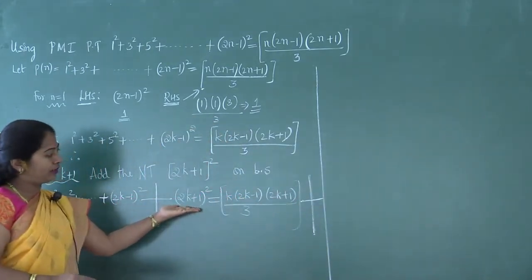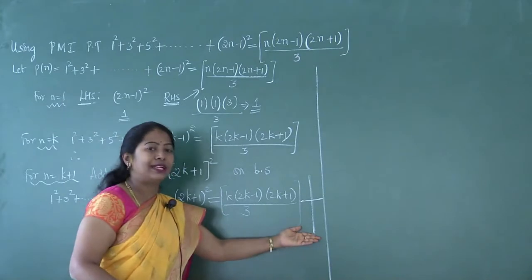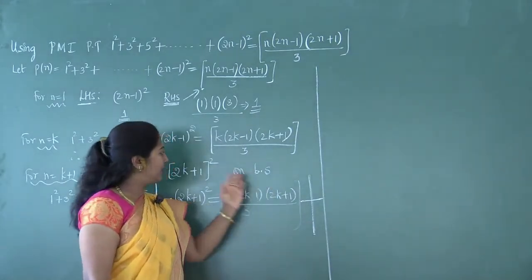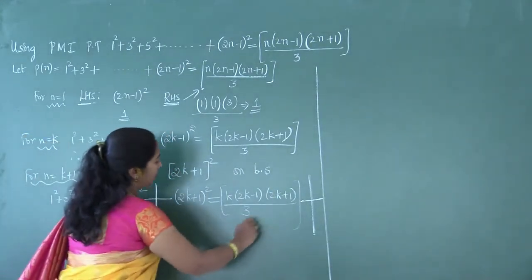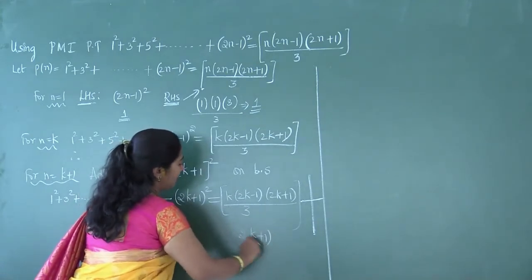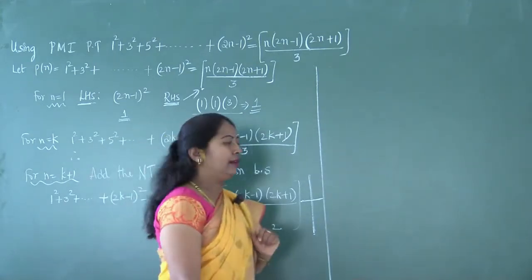Finished adding the next term on LHS. Once again I'm supposed to add the next term on RHS. So what is the RHS term here? Plus 2k plus 1 whole square. Clear?